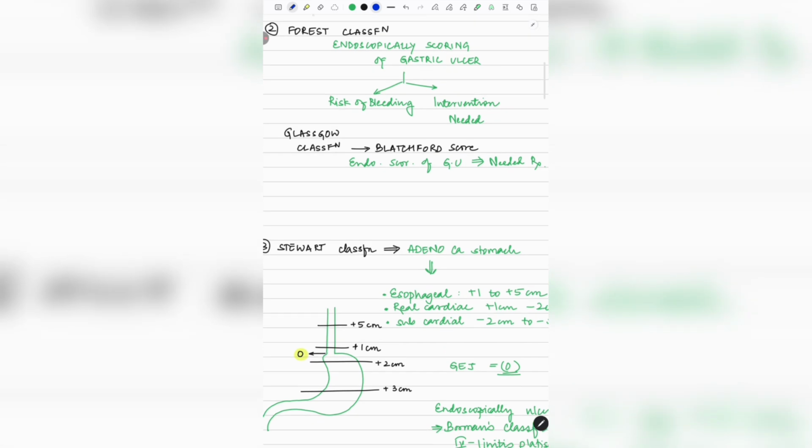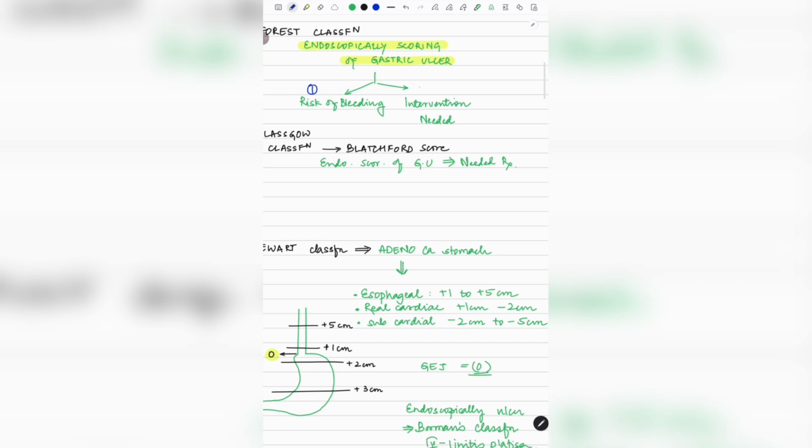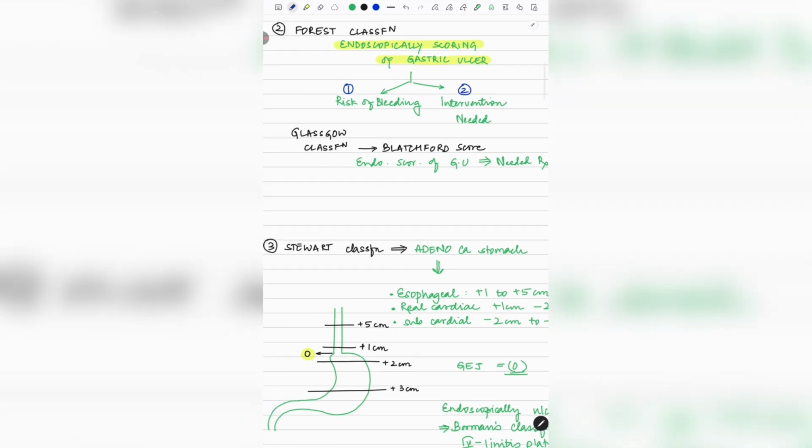Next is Forrest classification. In the Forrest classification, again, it is for endoscopically scoring for gastric ulcer. Okay, what does it tell about? It tells about one is risk of bleeding, second is what intervention is needed for this particular thing.